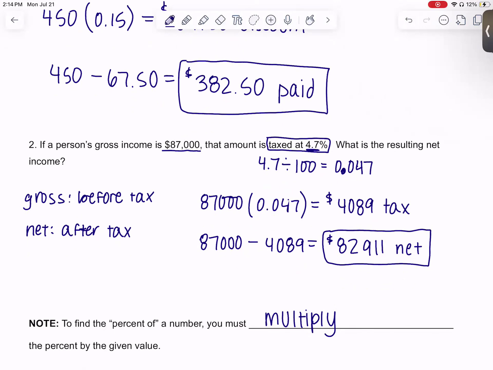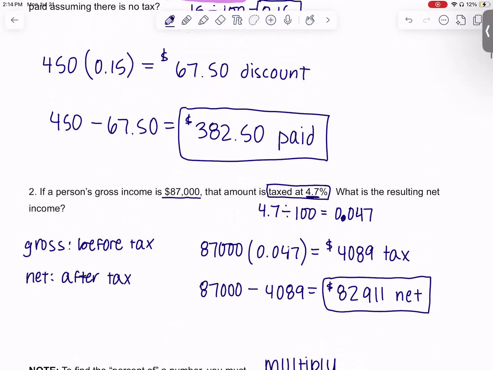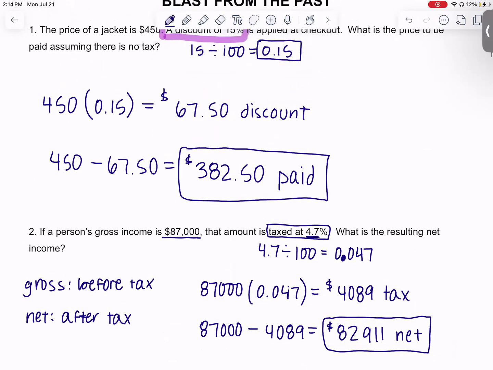And reading the note at the bottom, why did we do this? Well, to find the percent of a number, you must multiply the percent by the given value. So that's why we're going to use them with exponential functions, because we learned already that exponents represent multiplication. Before we flip over, I'm going to write in red. There was actually another way to do this without having to do two operations.